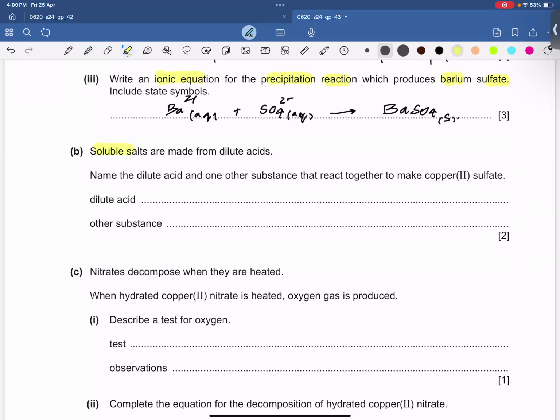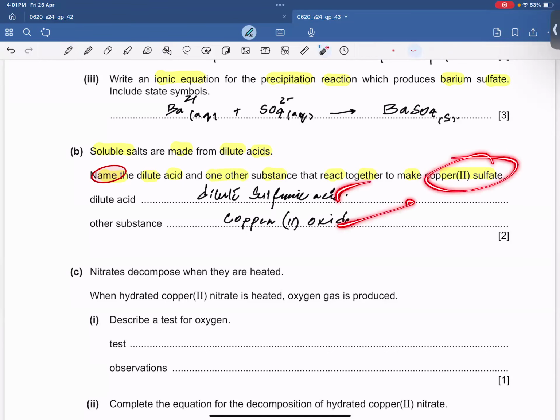Soluble salts are made from dilute acids. Name the dilute acid and one other substance that react together to make copper 2 sulfate. Dilute acid is dilute H2SO4, dilute sulfuric acid, because the examiner is looking for the name. Okay. And the other substance is copper 2 oxide. We have done that in class. So when these two substances react together, copper 2 sulfate and water are formed.